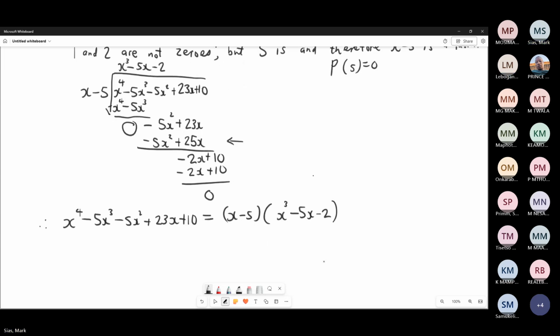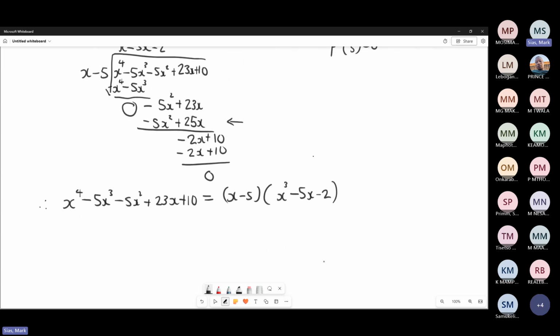And now we investigate this polynomial alone. Let's investigate this one. And see, there's the a naught. Now we use the rational zeros theorem again. There's the a n, it's 1. Okay? So the factors of 1 are plus or minus 1. And the factors of minus 2 are plus or minus 2.